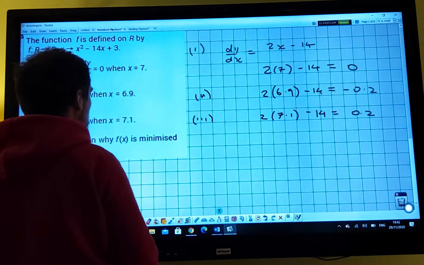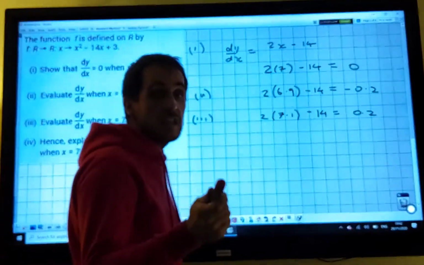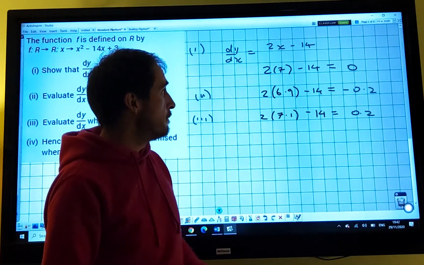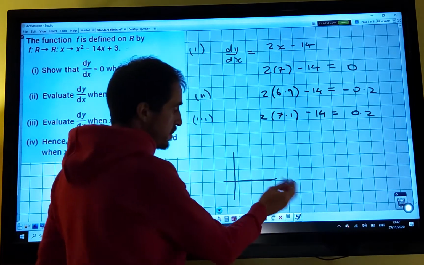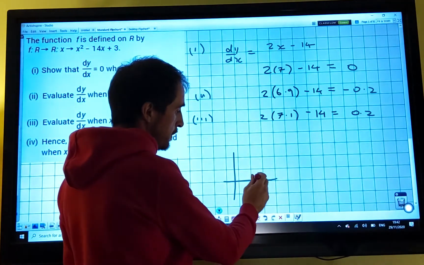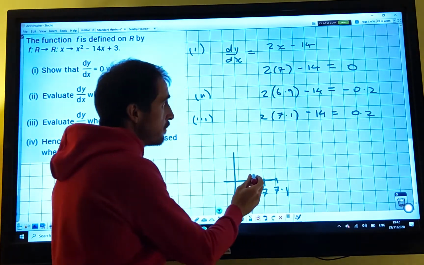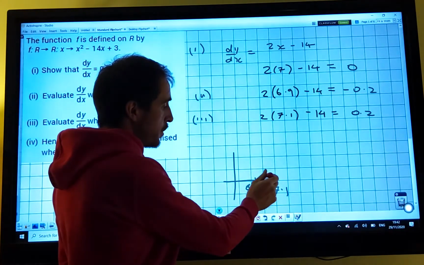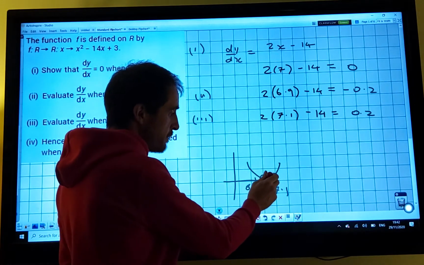So hence explain why y is minimized when x is equal to 7. The reason that's minimized is because when x is 6.9, so if you imagine, this is your x-axis, and say this is 7. So it's 6.9 and 7.1. So here the slope is negative. Here it's 0, then positive. So if you imagine, look, it's negative until it gets to here, and then it's positive, so it has to be a minimum.